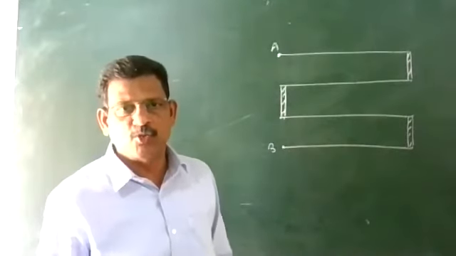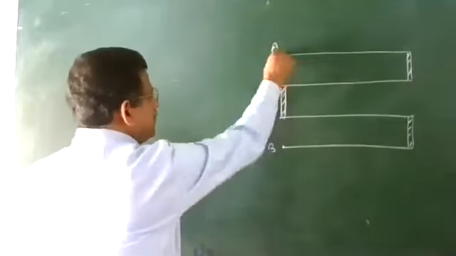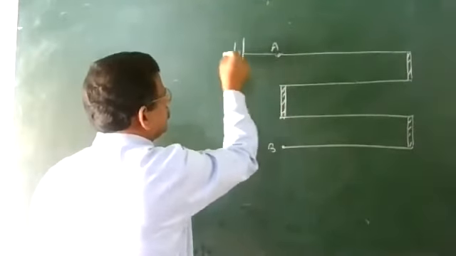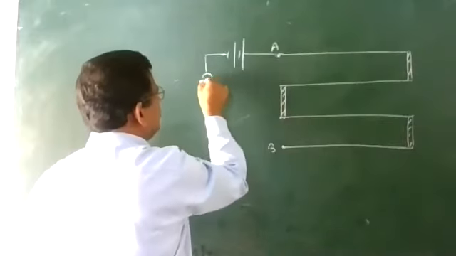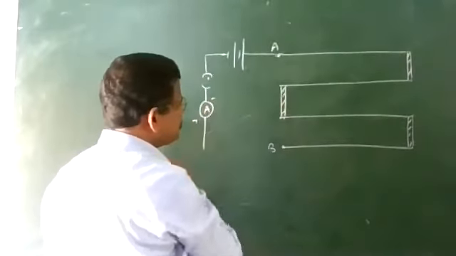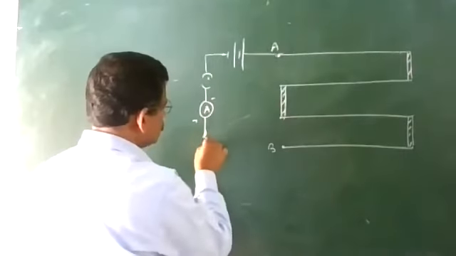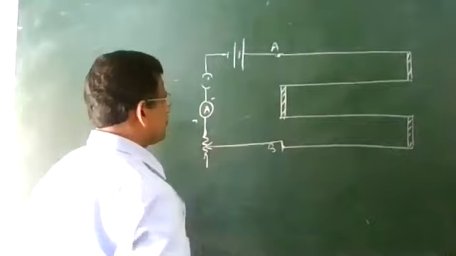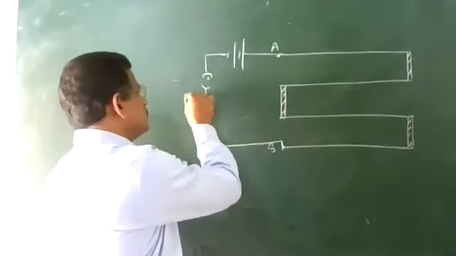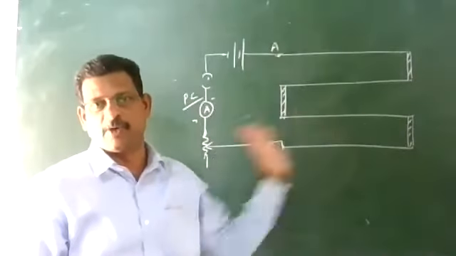For its working, we have to give some current. So between A and B, we connect a battery through a key, and also a meter, and the rheostat. These are connected. This circuit is called the primary circuit, PC, because it sends a current to the potentiometer wire.